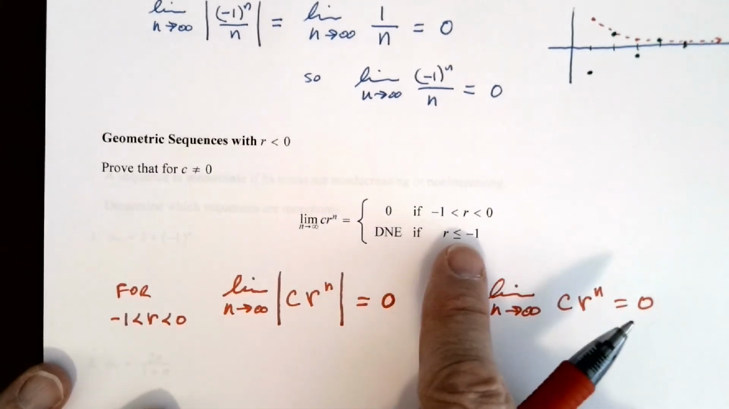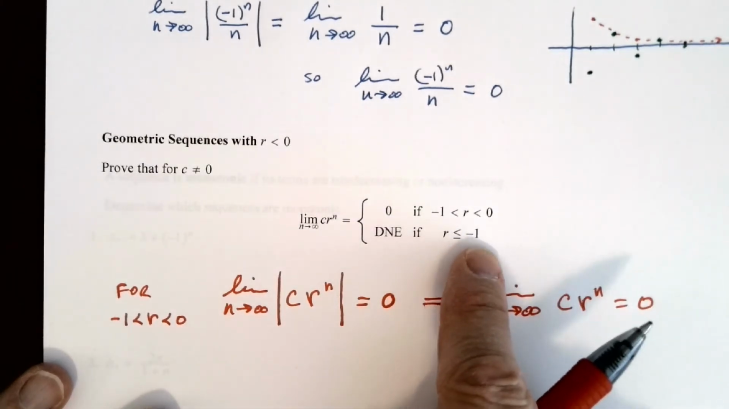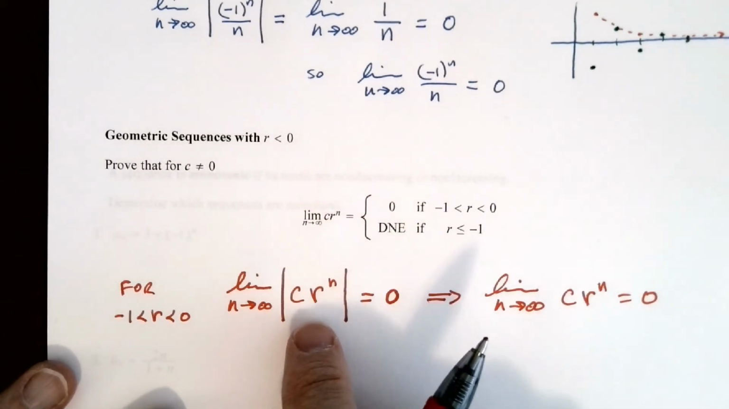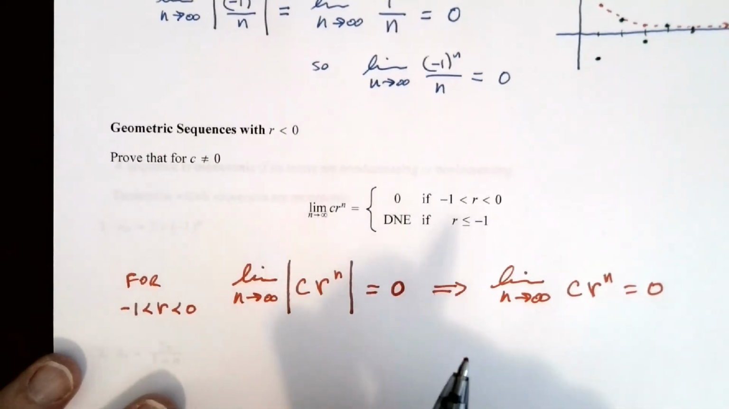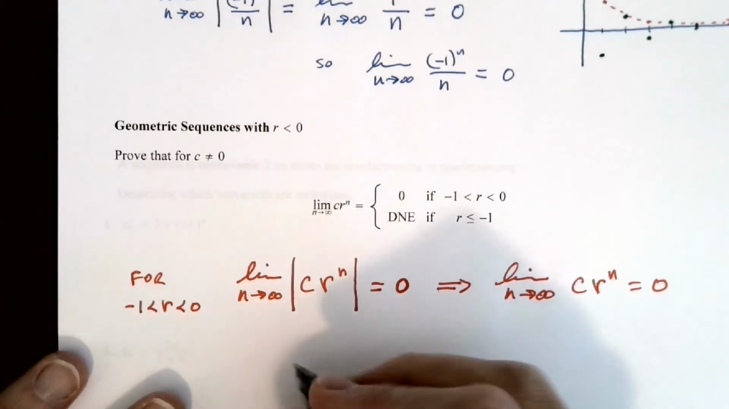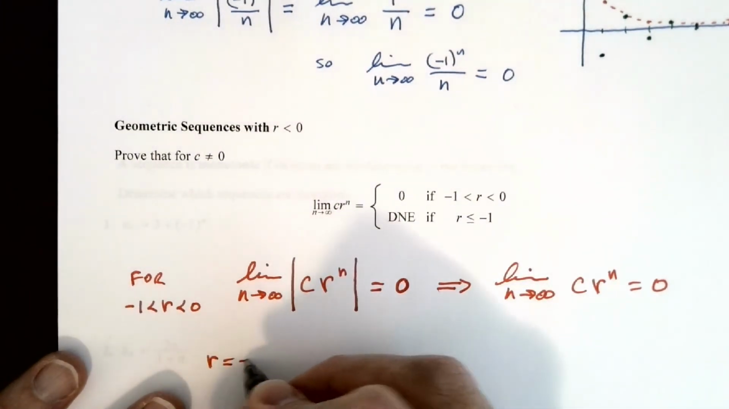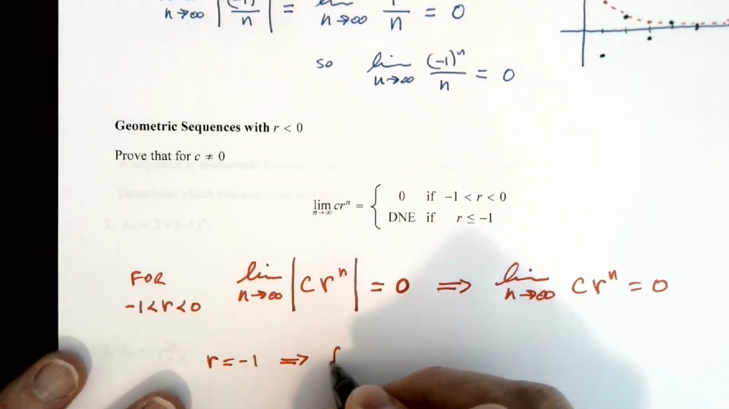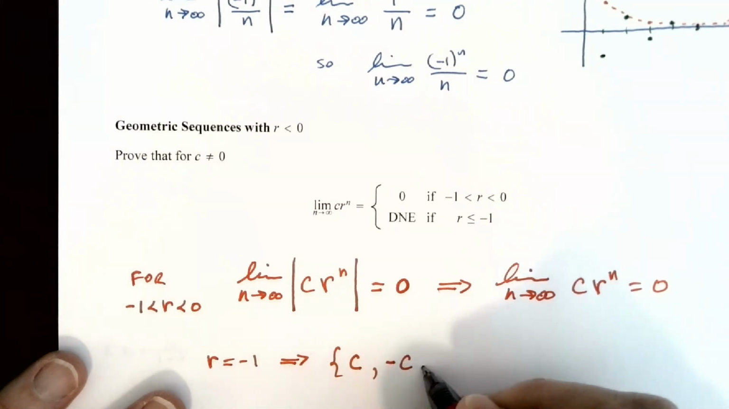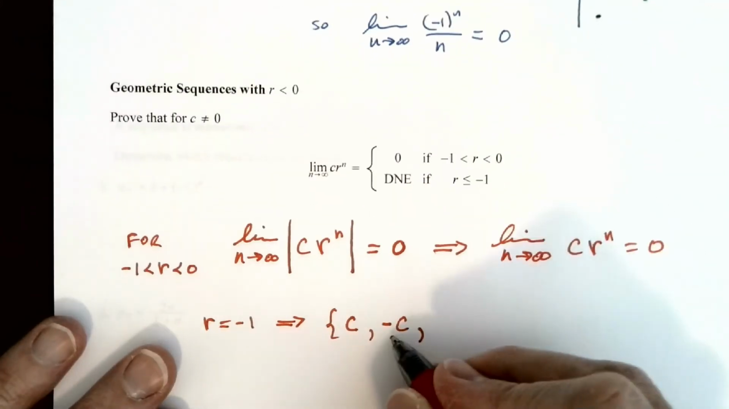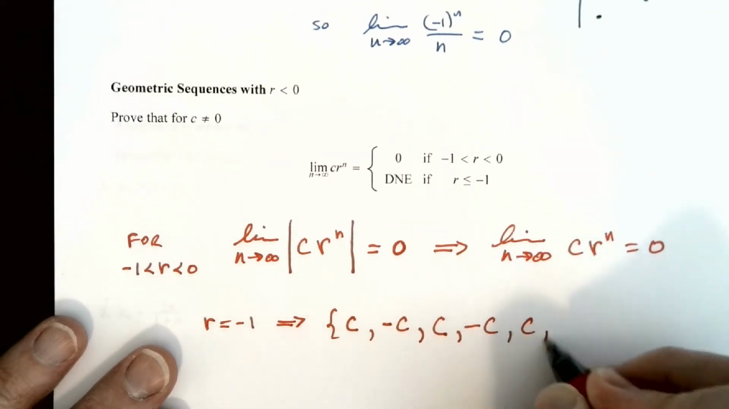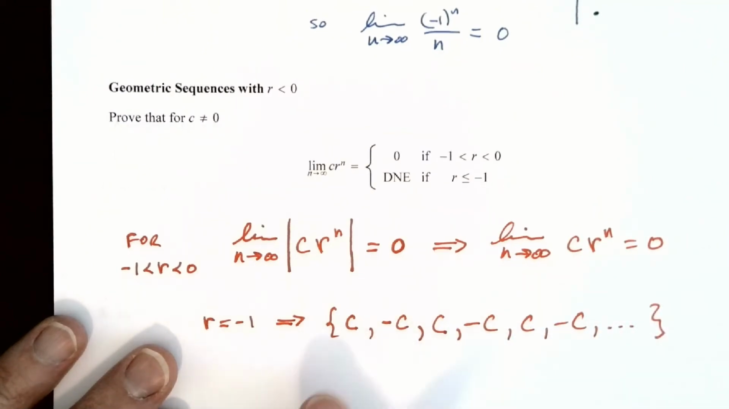Okay. Now what happens if r is less than or equal to negative 1? Well, if it's equal to negative 1, then clearly that sequence is going to diverge, right? And what's going to happen, the sequence is going to look like this. If r is equal to negative 1, it's going to be c, first term, multiply c by negative 1, negative c, right? Multiply negative c by negative 1, c, negative c, and so on. It continues forever. Remember, c is not equal to 0.